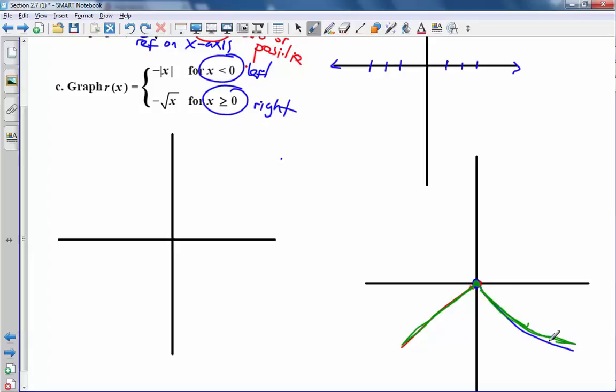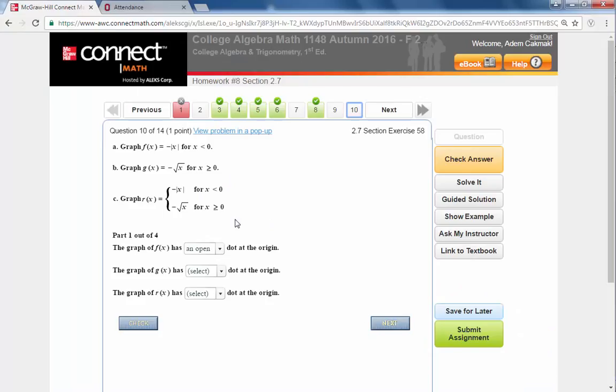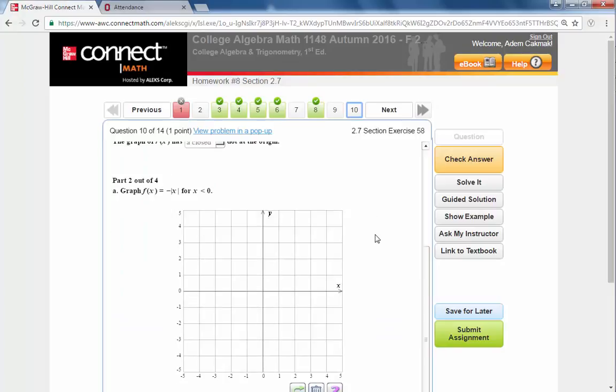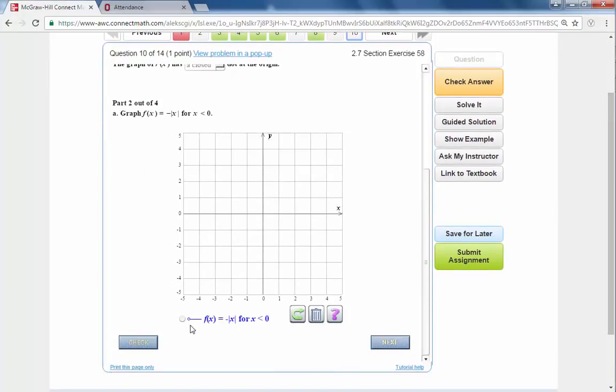Alright? Yeah, I'm a little off, but you got the idea. Okay? So, problem over. Alright, g of x has a closed dot, but when you combine them, they are closed. And they want us to sketch negative root x, negative absolute x, I'm sorry. It was starting here, ending there. Next.